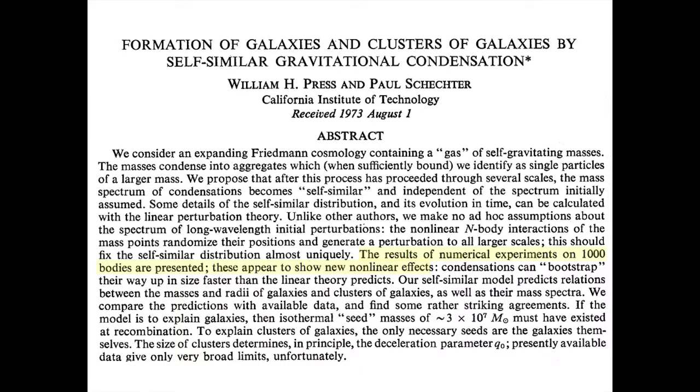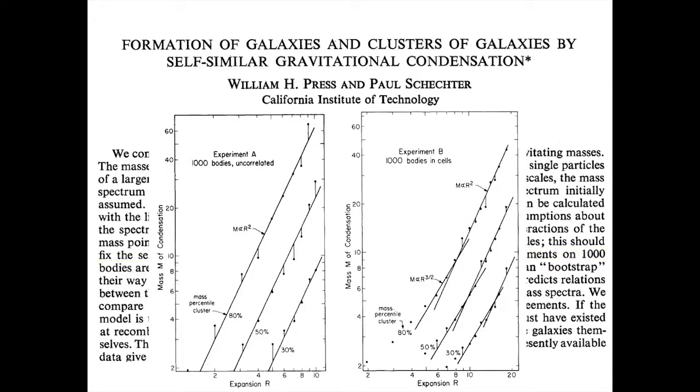The first simulation that I know of that was carried out specifically to test a particular theory of structure formation was in this paper. This is a famous paper about a theory for the formation of nonlinear units in astronomy, in galaxy formation, by Press and Schechter. Most people have forgotten that actually in this paper they did carry out numerical simulations. You can see here the results of numerical experiments on 1,000 bodies are presented.